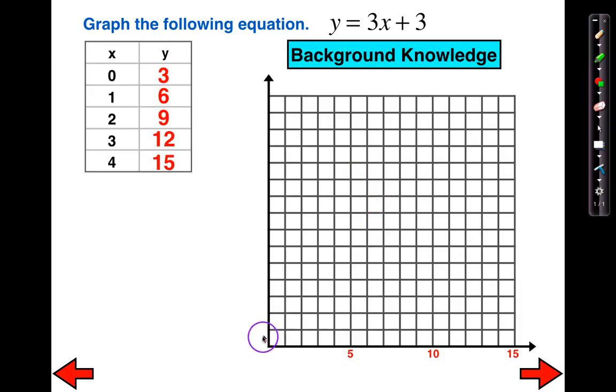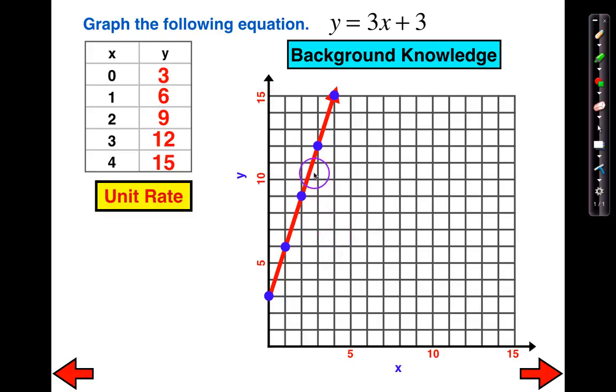You'll notice in your homework you're going to have to scale your graphs. So in this case, the x's are scaled by 1s and the y's were also able to be scaled by 1s as well. You're going to graph your ordered pairs. Make sure your line is drawn through your graph. And there you have it.